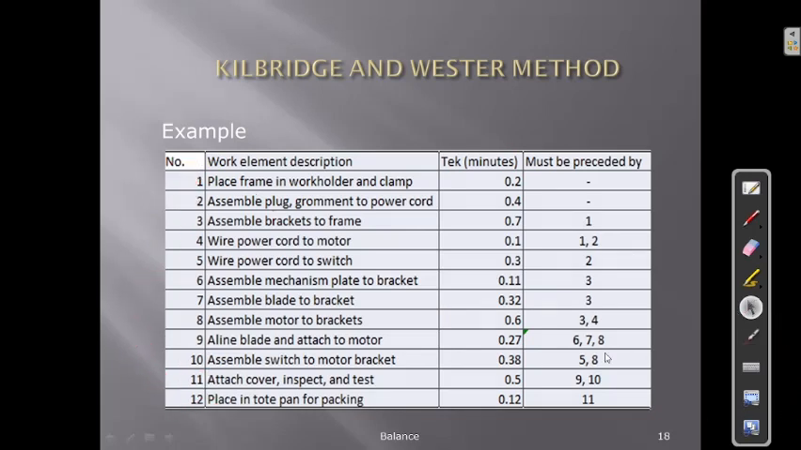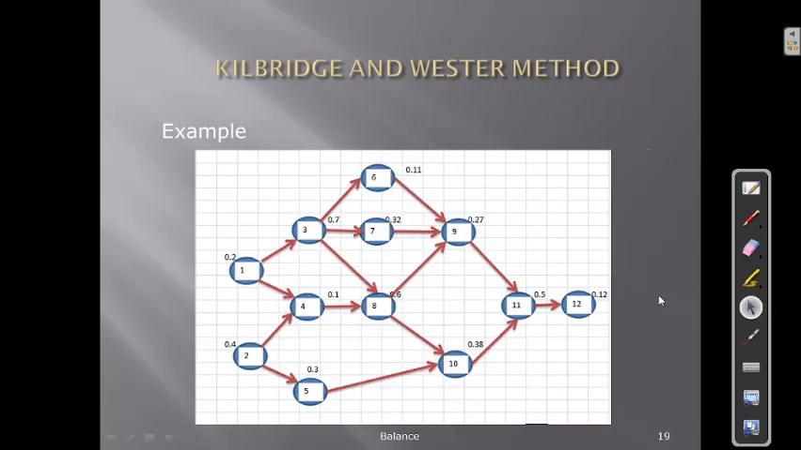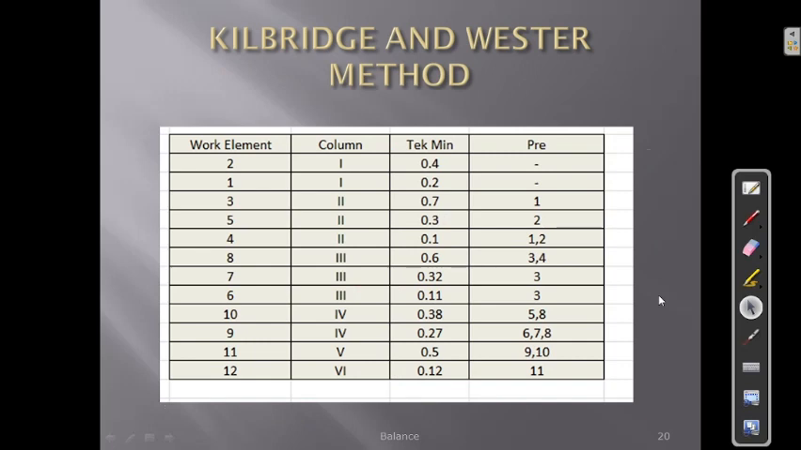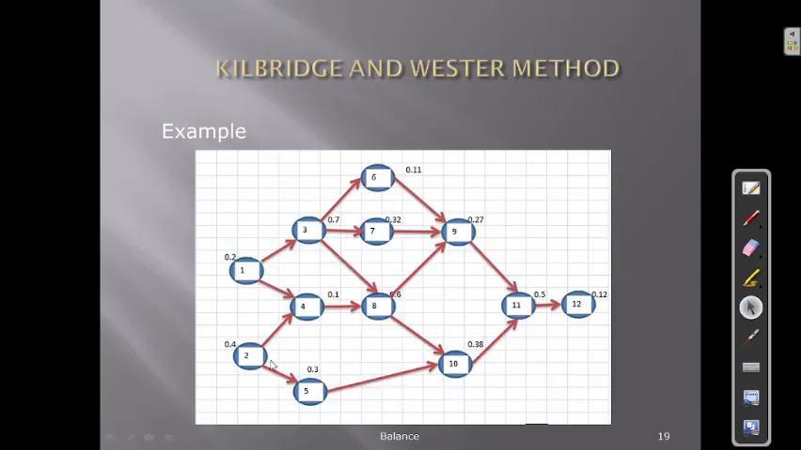The next step in the Gilbert and Wester method is to arrange the diagram column-wise. This is the first column, this is the second column, this is the third column, this is the fourth and the fifth. We make this precedence diagram column-wise.